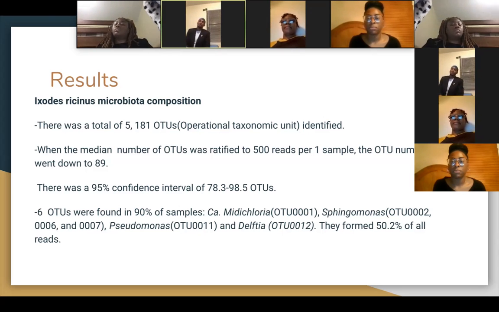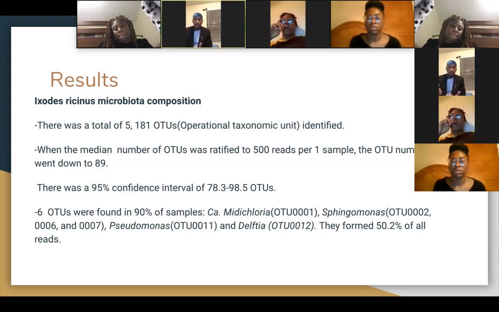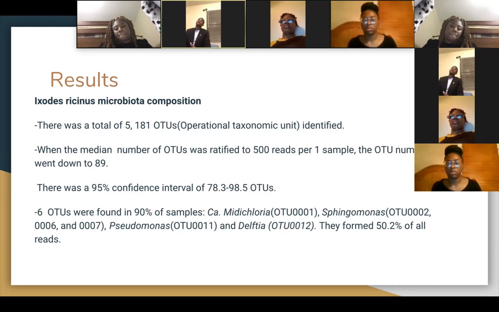There were 6 OTUs found in 90% of the samples, and this was CA Metachlamydia, and that represented OTU 1. Spiroplasma represented OTUs 6, 2, and 7, and Pseudomonas represented OTU 11, and Delftia represented OTU 12. Together, they formed 50.2% of all reads.